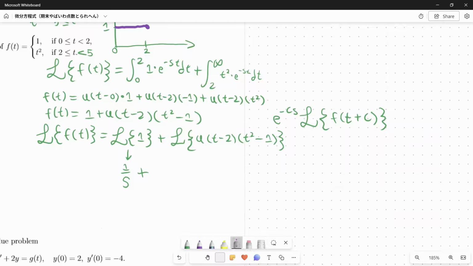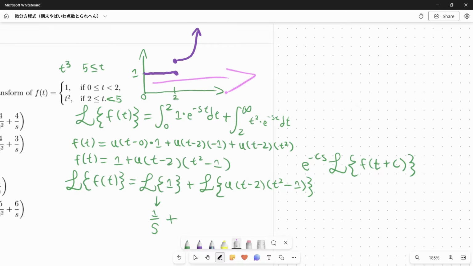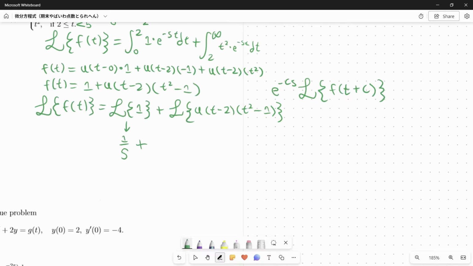Be careful here, because notice how I put a plus here instead of a minus. You might think we can just replace this t with a t minus 2, but we're actually going to have to replace it with a t plus 2, because we're shifting upwards or to the right in our graph. And so as a result, putting in the terms, we know that that's going to be c. And so this Laplace transform is going to end up turning into e to the negative 2s times the Laplace transform of t plus 2 squared minus 1.